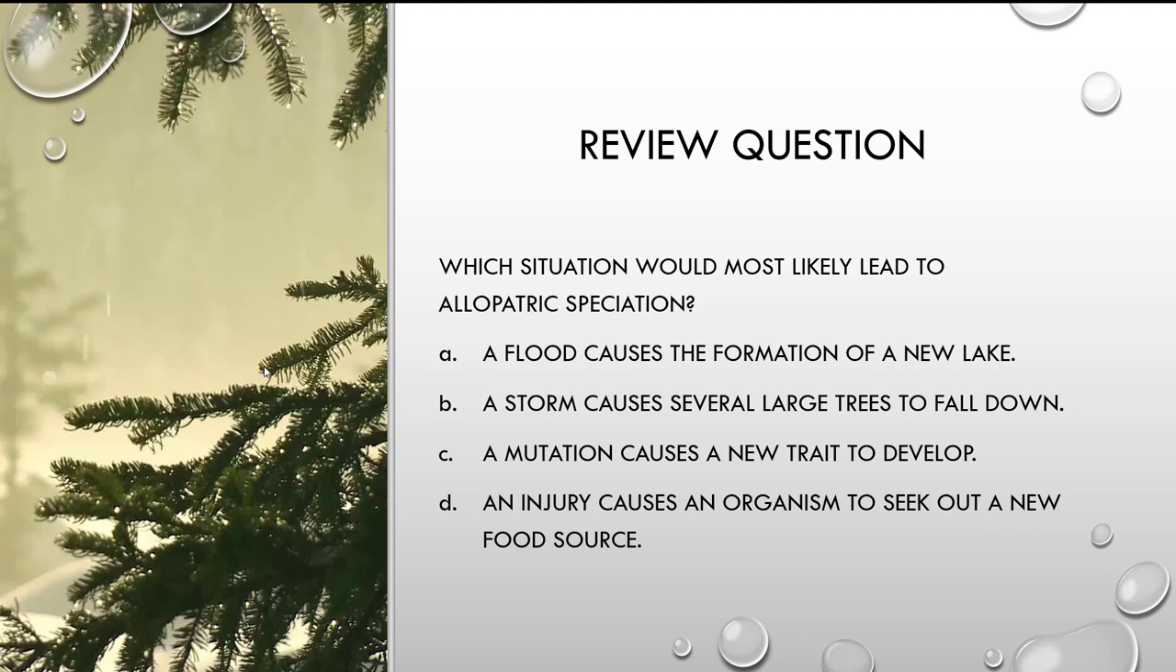So the first question, which situation would most likely lead to allopatric speciation? Would it be A, a flood causes the formation of a new lake, B, a storm causes several large trees to fall down, C, a mutation causes a new trait to develop, or D, an injury causes an organism to seek out a new food source? So which of these is an example of allopatric speciation?